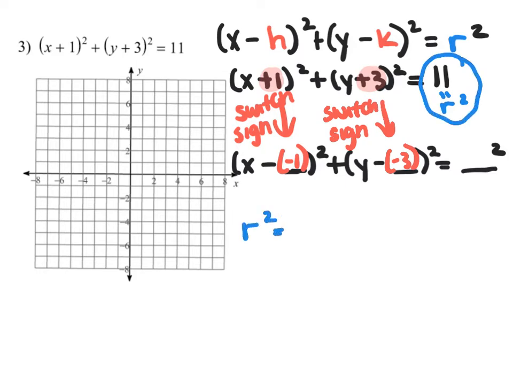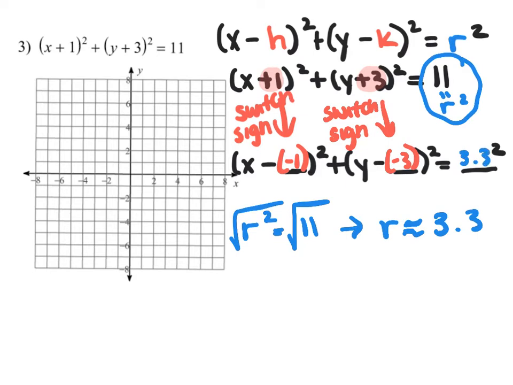So if I set r squared equal to 11 and I take the square root, we get a decimal. The square root of 11 is 3.31662479, which we're going to round, so the radius is equal to about 3.3. I'm going to treat it that my radius is about 3.3.